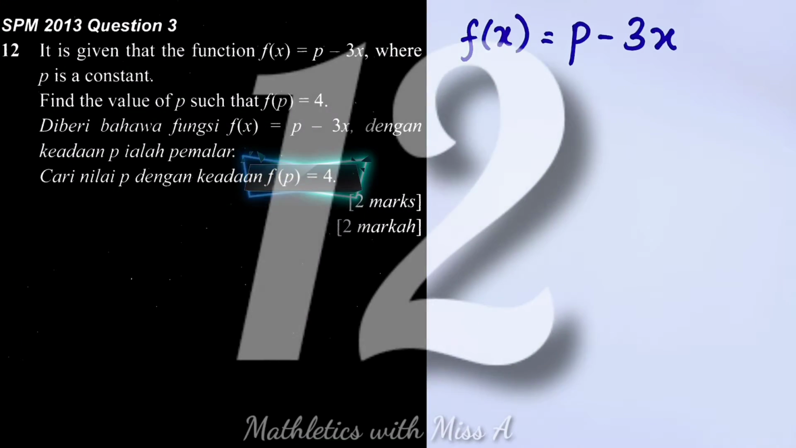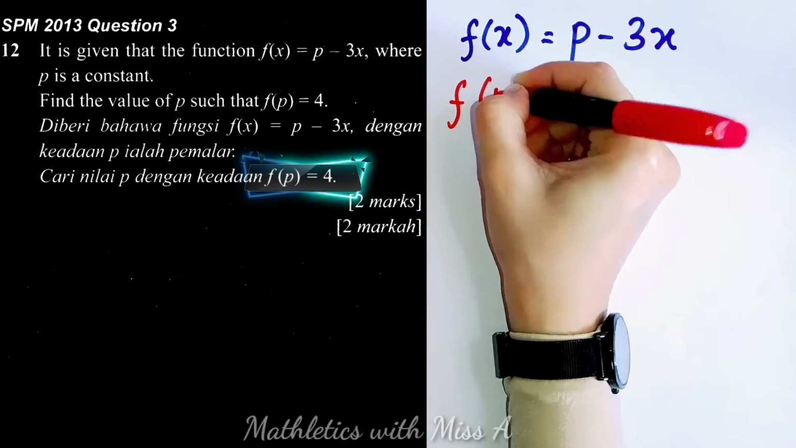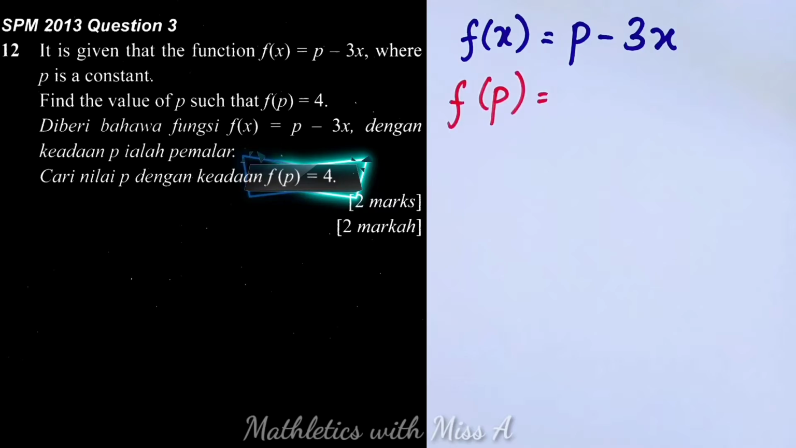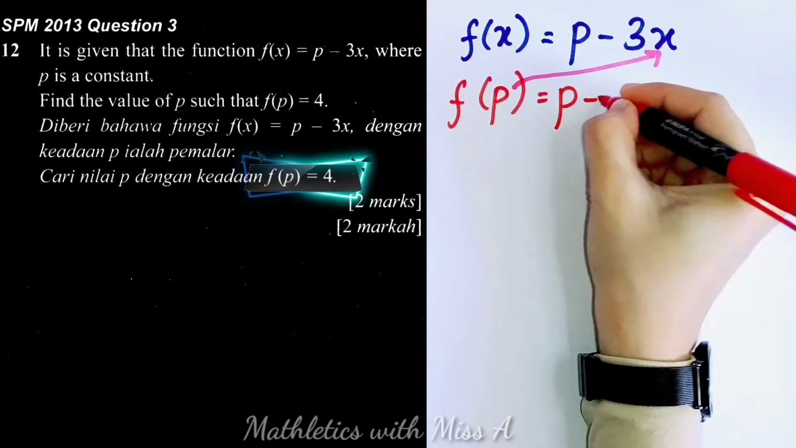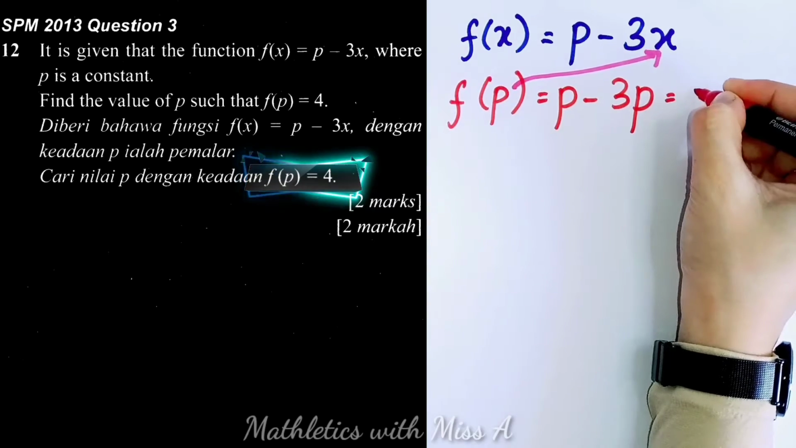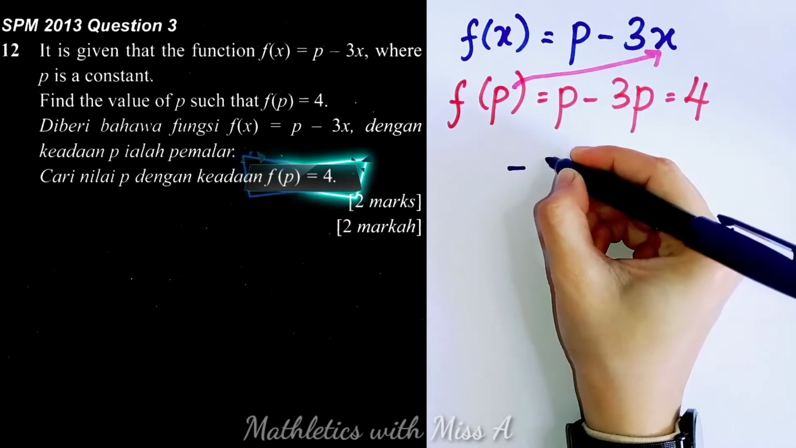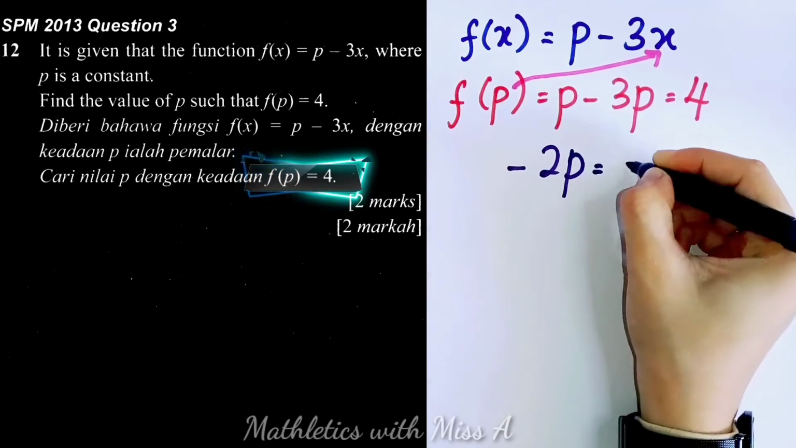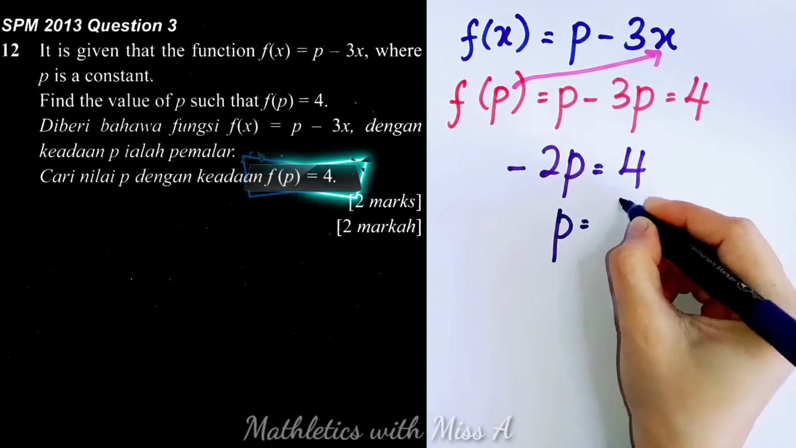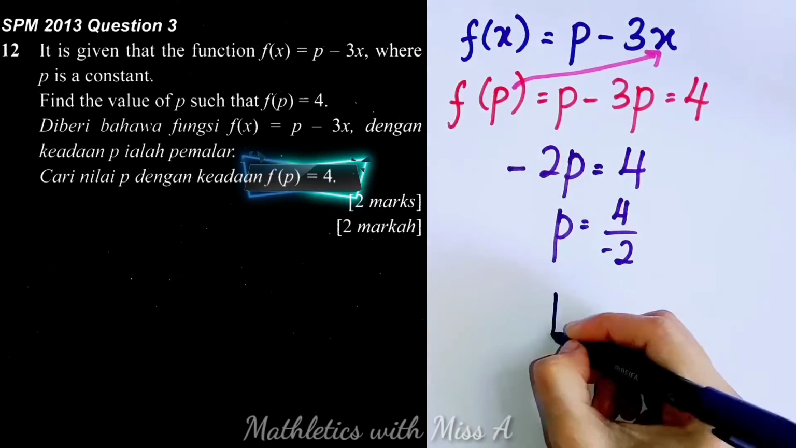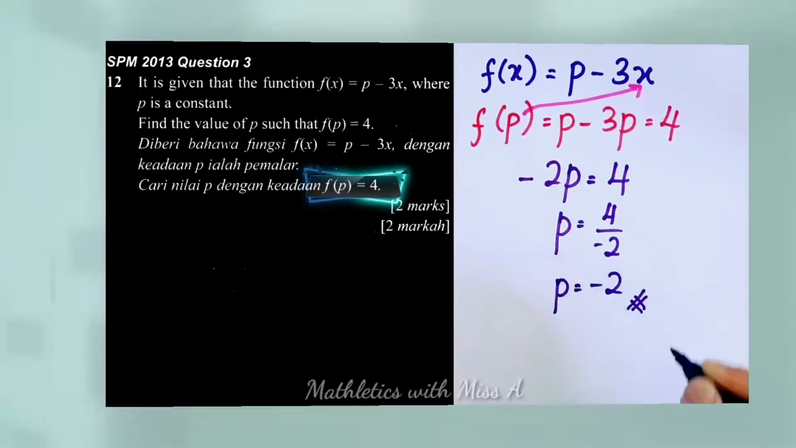Diberi bahawa fungsi f(x) equals to p minus 3x. So f(p) equals to, masukkan nilai p di dalam x, maka p minus 3p equals to 4. So p minus 3p, negative 2p equals to 4. So p equals to 4 over negative 2. And the answer is p equals to negative 2.